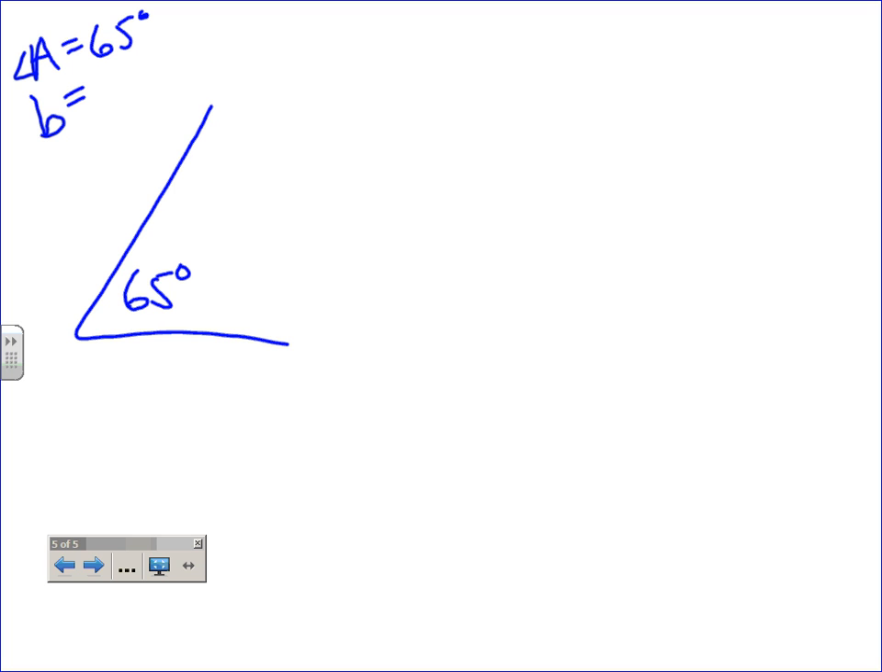Side B, let's have somebody come up with a side B, 20. Okay. I'm not going to tell you side A yet. I'm going to make you figure out what side A has to be. But we know 20 would then go here. So what we would first do is figure out what is that shortest distance possible for this to actually make a triangle. And we do that by doing B sine A, which is 20 sine of 65. So figure that out.